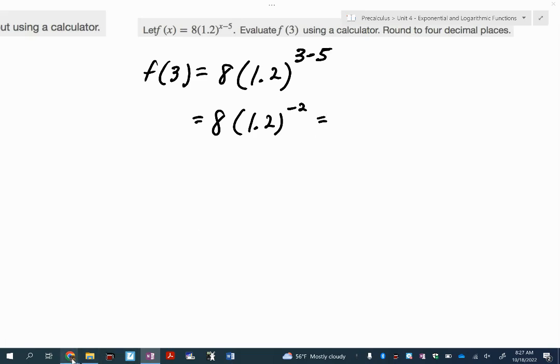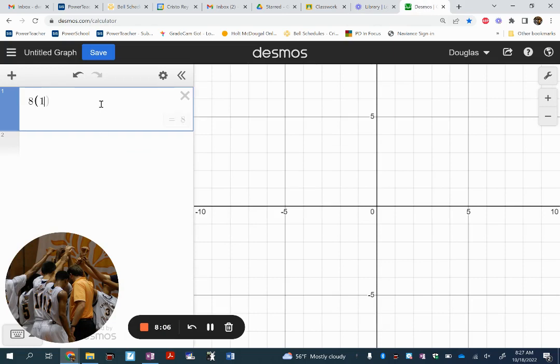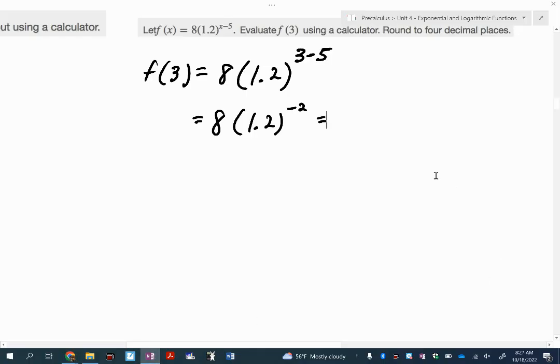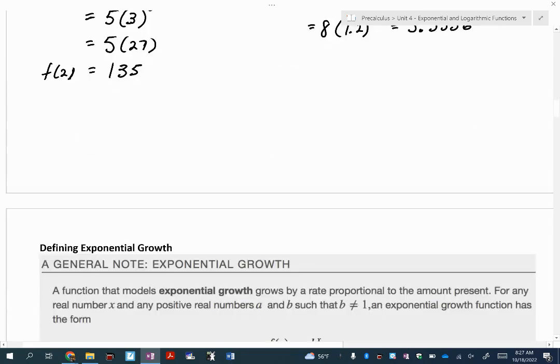So we have 8 times 1.2 to the negative 2nd power. So you can write it as 5.5556, or really this is 5.5 repeating, or you can write it as a fraction, 50 over 9. Your choice. It does say to round using decimals, so I'll go ahead and do that. I'll follow the instructions and write 5.5556. All right, so there's a quick review of some algebra with exponential functions.